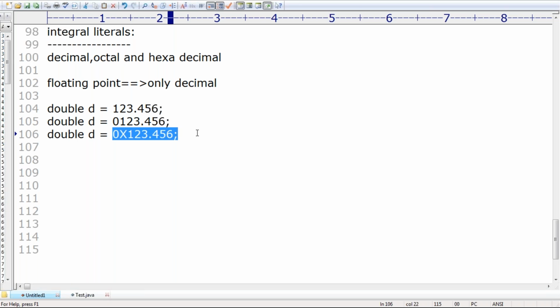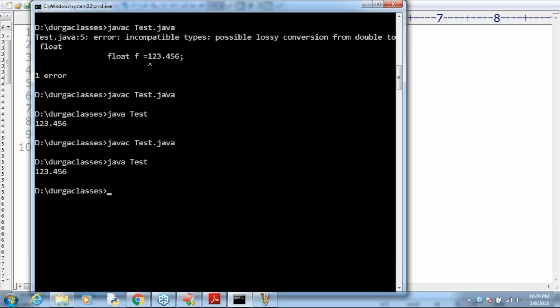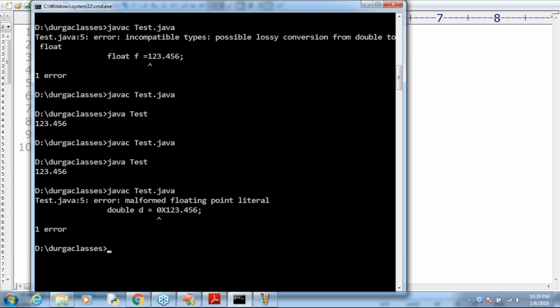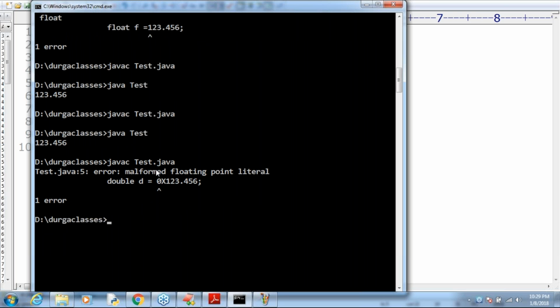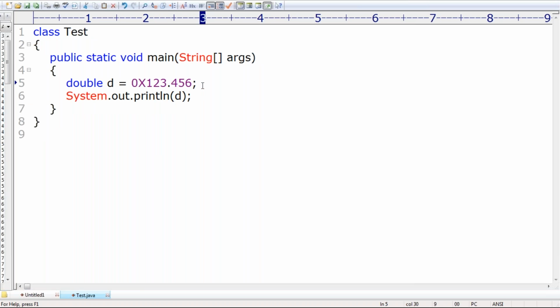So the third one, respond: valid or invalid? Invalid. The compiler will complain: you are taking 0x, what is the meaning of 0x? I didn't understand. Malformed floating point literal, a compile-time error we are going to get. Malformed means the floating point literal is not properly formatted. Clear, right? Everyone able to understand?